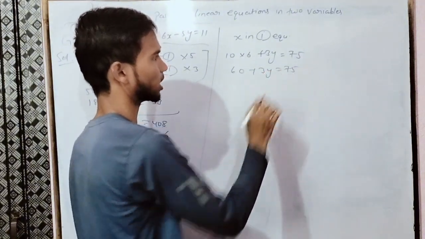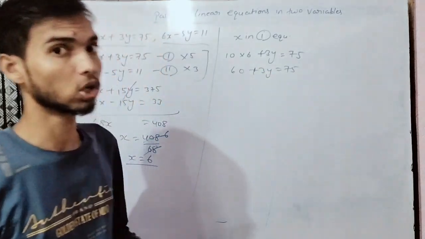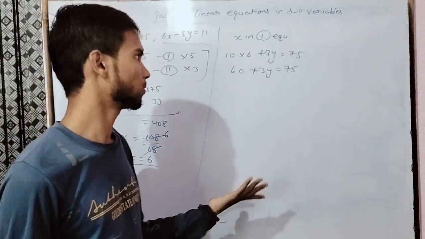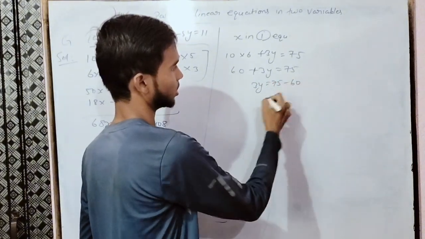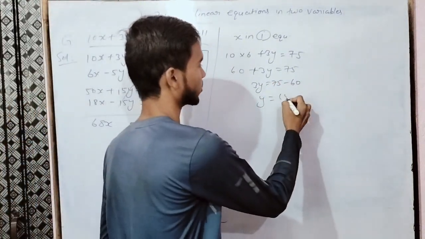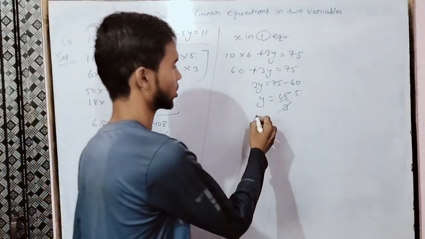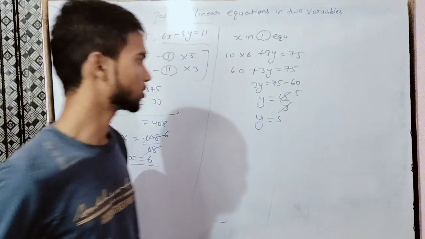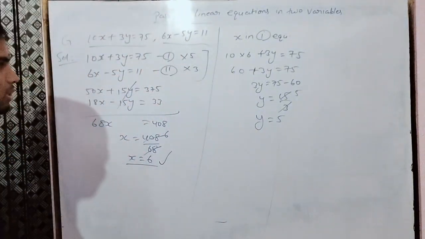You can simplify it further. So 3y equals 75 minus 60. So here I think 15 upon 3. So y came as 5. So finally we can say x is 6, y is 5.